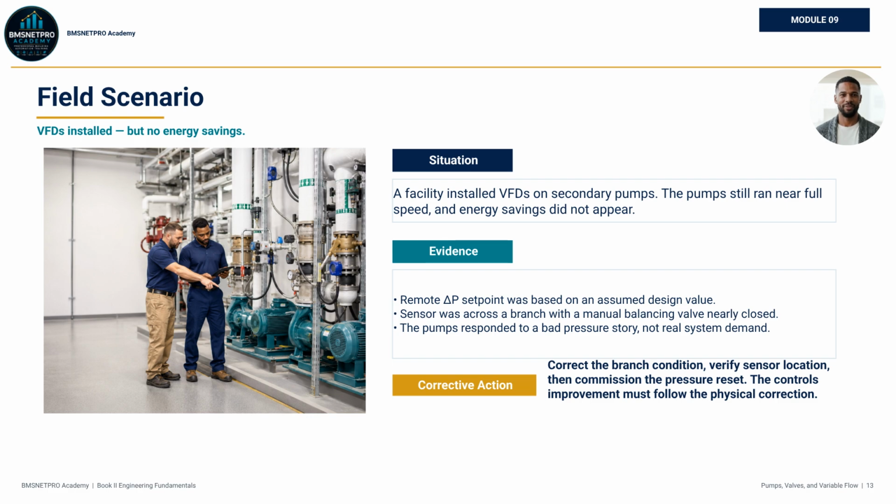The pump was not responding to true system demand. It was responding to a distorted pressure condition. The lasting fix is to correct the branch, verify sensor location, and then commission the pressure reset. The VFD enables savings, but the system strategy creates them.